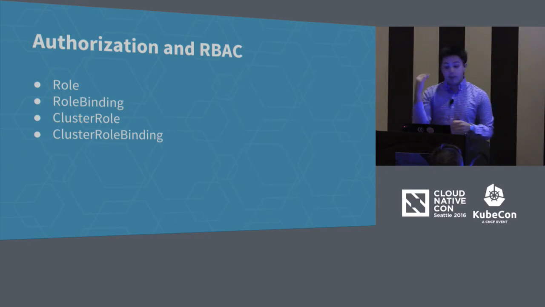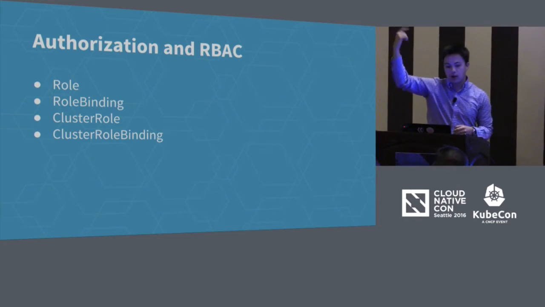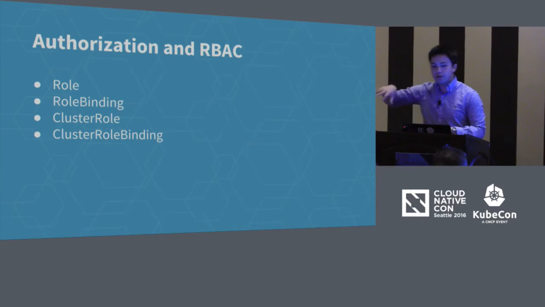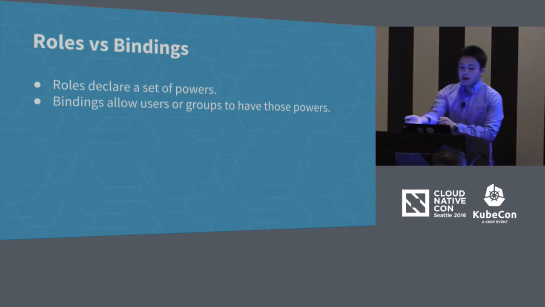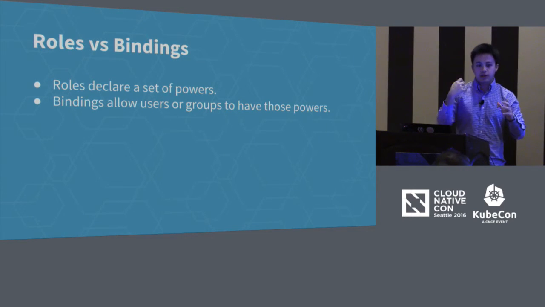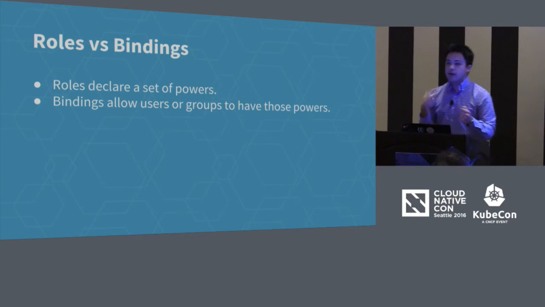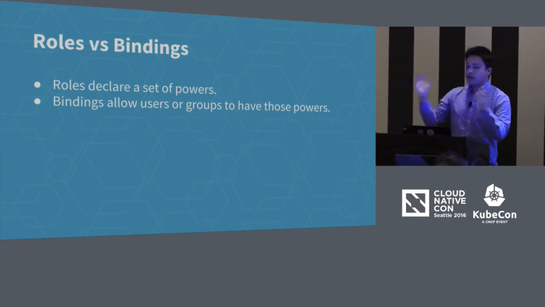So the RBAC API group has 4 particular top-level objects: a role, a role binding, a cluster role, and a cluster role binding. We will get into why there is the duplication in a second. So roles versus role bindings. Roles declare the set of powers, right? And bindings then come through and bind particular users in contexts to those powers. So you could have a role like admin, and then you can later bind them to a namespace or something like that.